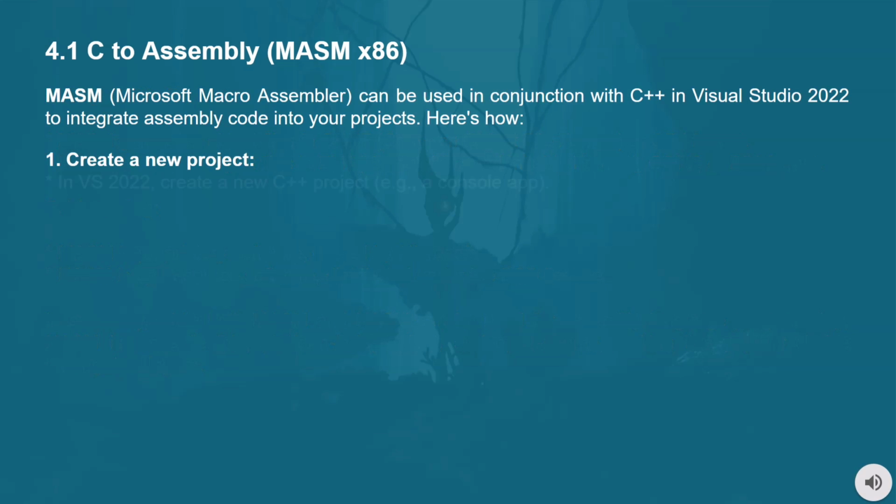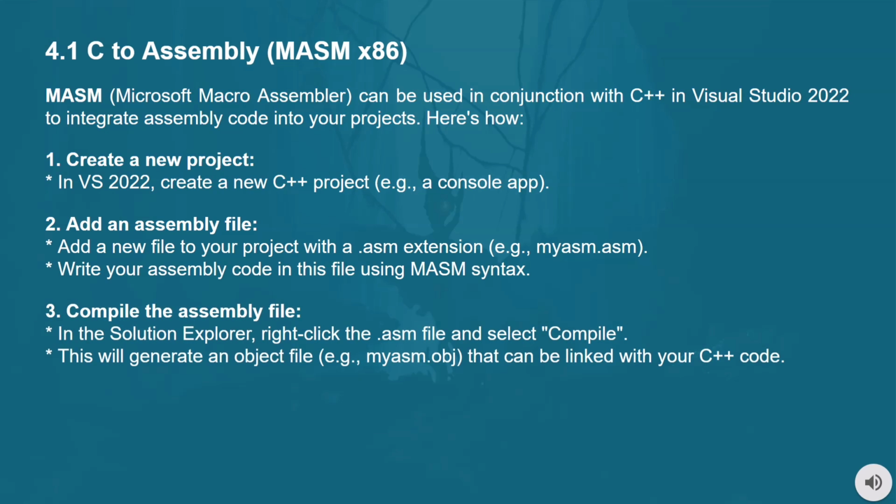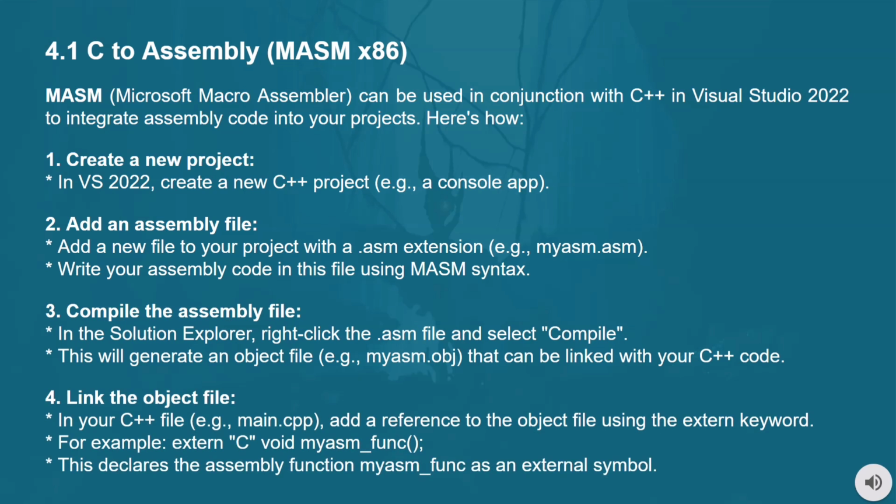To integrate assembly code into a C++ project in Visual Studio 2022, create a new C++ project, add an assembly file, .asm, with MASM syntax, compile it to generate an object file, .obj, and link it with your C++ code using extern declarations.